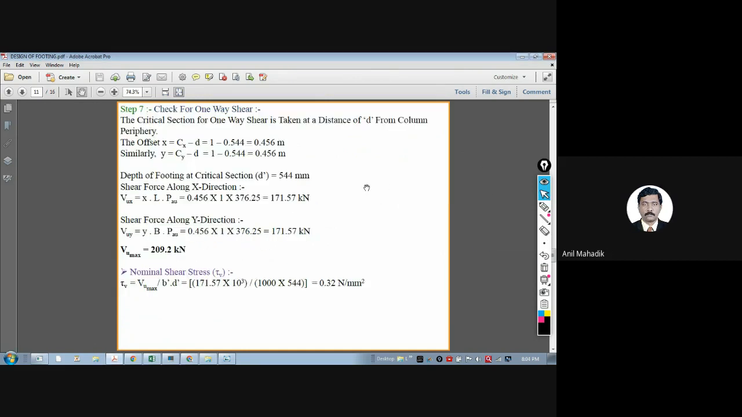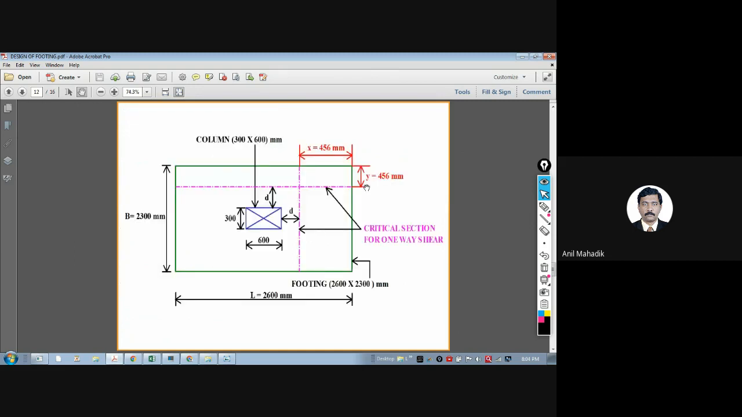So we have designed the steel. Now we want to design the footing for shear, one-way shear. I have already told you about one-way shear. The critical location is at a distance d from the face of the column, here also d. So this is your critical section for one-way shear.